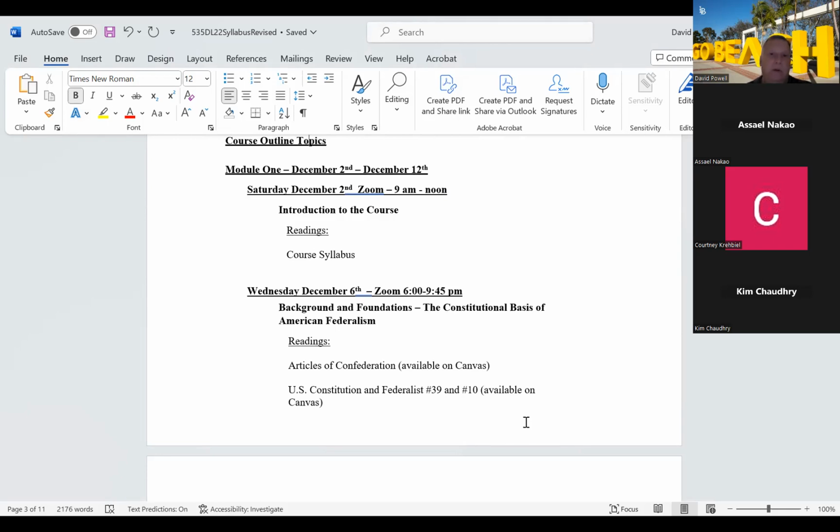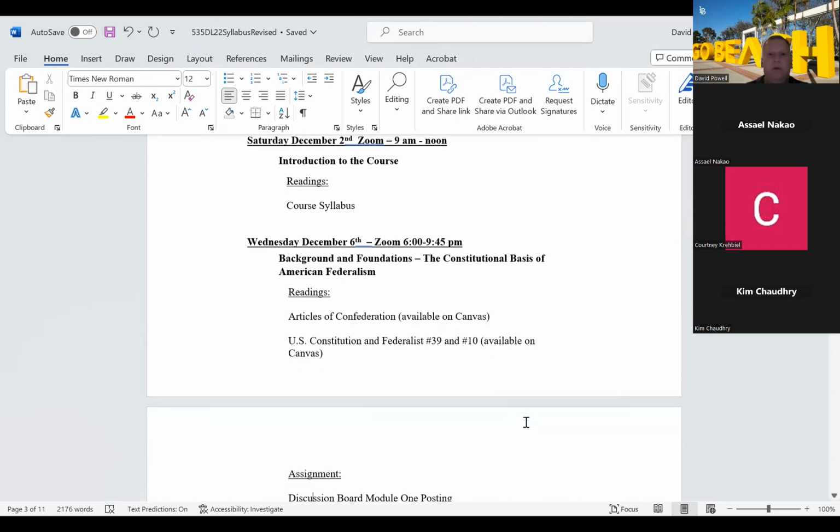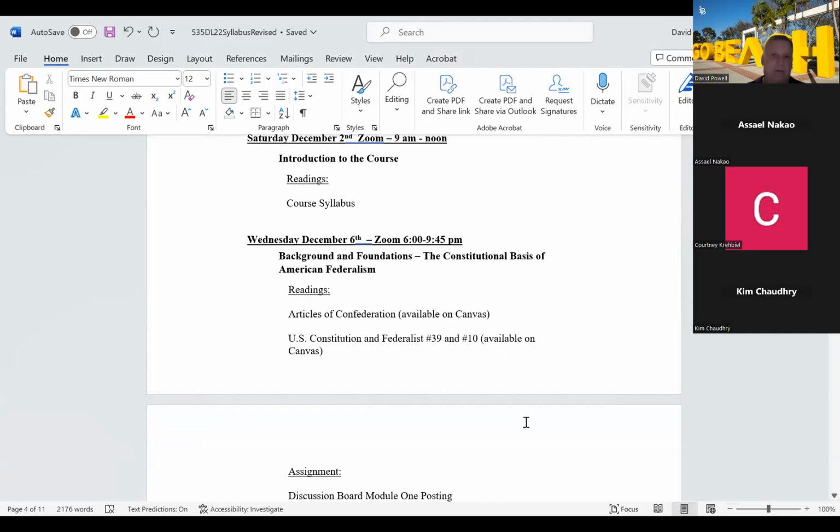And for that Zoom session, our topic will be background and foundations, especially the constitutional basis of American federalism. So of your 4 readings, I don't think we're going to get to all of them, but the 2 primary readings that we definitely will get to on Wednesday are the Articles of Confederation and the U.S. Constitution. What we will do on Wednesday is I have some information to present to you in the first half of class, where we'll discuss where federalism came from, the constitutional basis and underpinnings of our system of federalism.